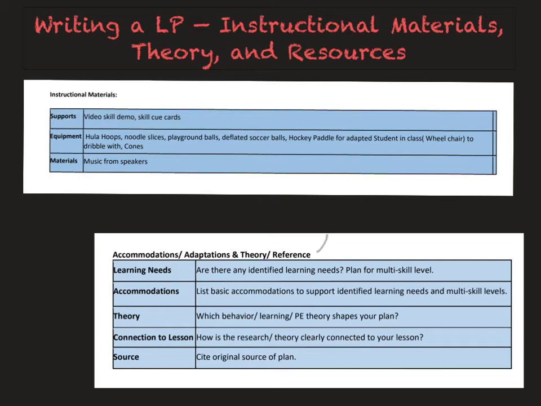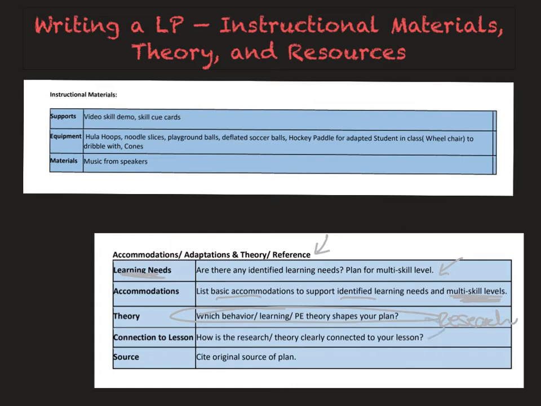And the very final section on the lesson plan are the accommodations, the adaptations, and the theory research and reference that goes on here. So on this, you're going to identify basically any learning needs that you need to address. This is just a basic overview of the different types of students you're addressing that are coming to your class. Any accommodations made for adapted or multi-skill level kids. The theory that you're using, and this is going to require a little bit of research, okay, on your theorist.